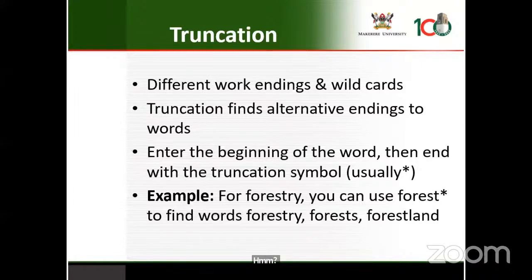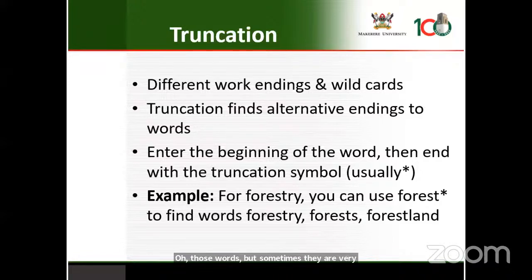So if you enter the beginning of the word, then end with a truncation symbol, which is usually an asterisk, it will help us to search. For example, forestry. When you put forest and you put that truncation, the system will find studies that have the word forest, forests, forestry, and forest land. Do you get it?